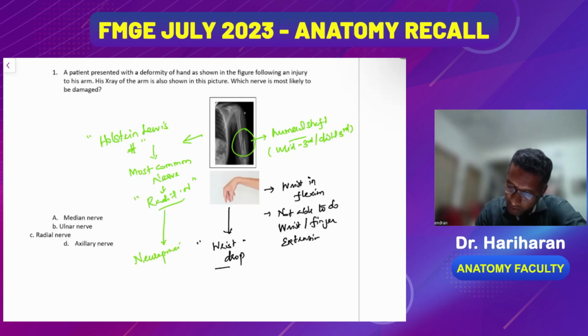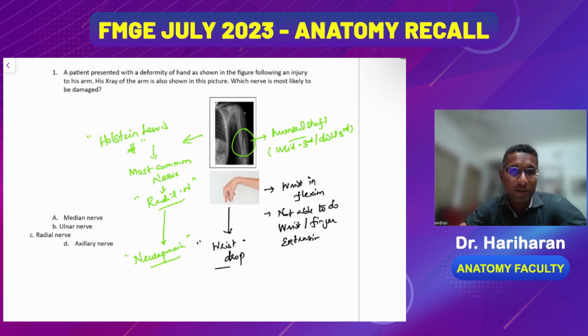I hope you know there are three kinds of nerve injuries. One is called neuropraxia, another is called axonotmesis, and another is called neurotmesis. There are three kinds of nerve injuries. Of these, Holstein-Lewis fracture mostly causes a neuropraxia kind of injury. And one more question in this: what is the most common cause of radial nerve palsy? The most common cause of radial nerve palsy is Holstein-Lewis fracture.